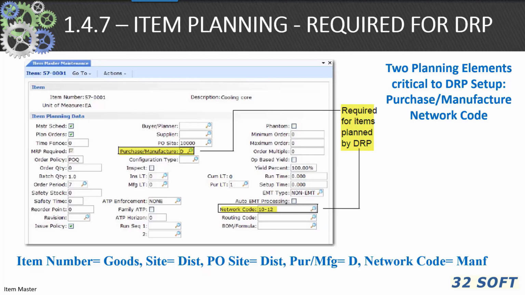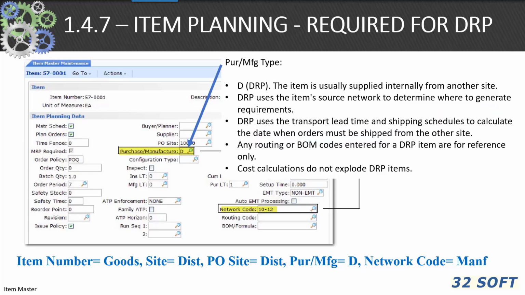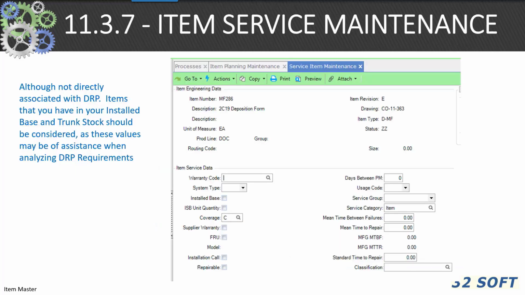The 1.4.7 and or 1.4.17 are critical to the setup of your DRP environment. Two fields. The first is the purchase manufacturer type. All DRP items should be D. DRP uses the item source network to generate the requirements, and it uses transportation lead time and shipping schedules to calculate when parts need to be shipped from one site to another.